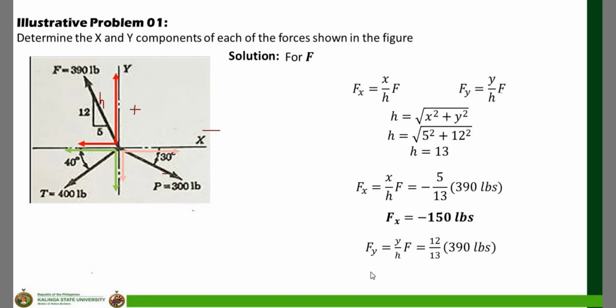My y is 12, that is my rise. My hypotenuse is 13, and my F is equal to 390 pounds. If you input this in your calculator, ang lalabas po na sagot ay 360 pounds. Now, positive yung naging sagot ko. Bakit positive? Kasi po, yung force F ko, it is pointing upwards to the left. Upwards, j, Fy.